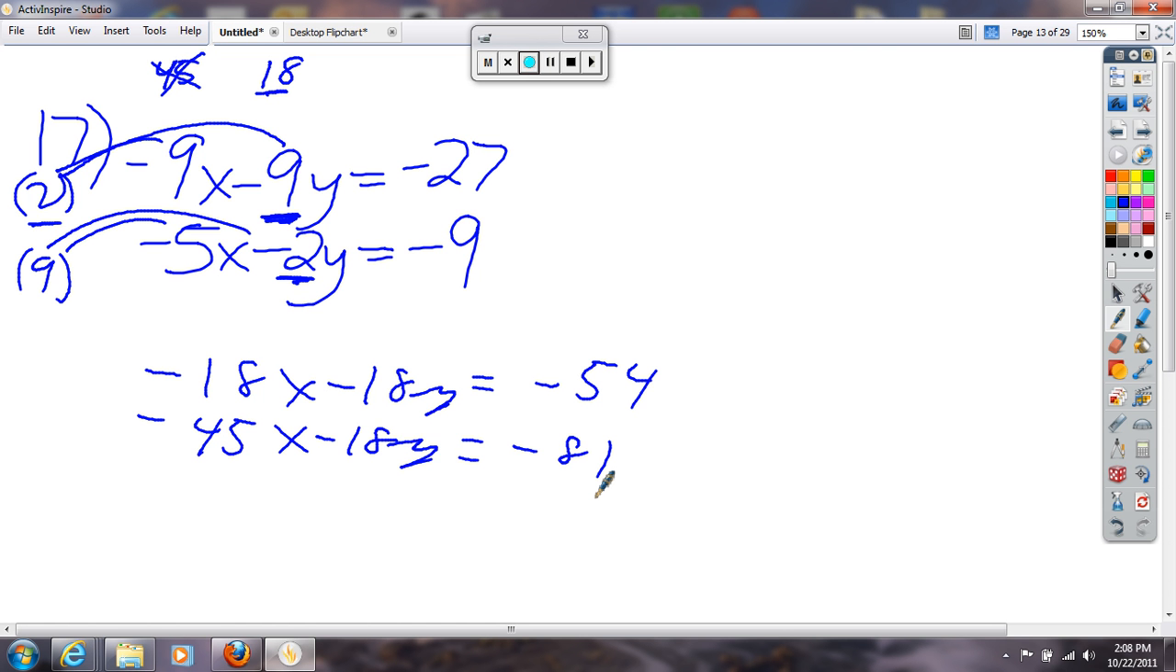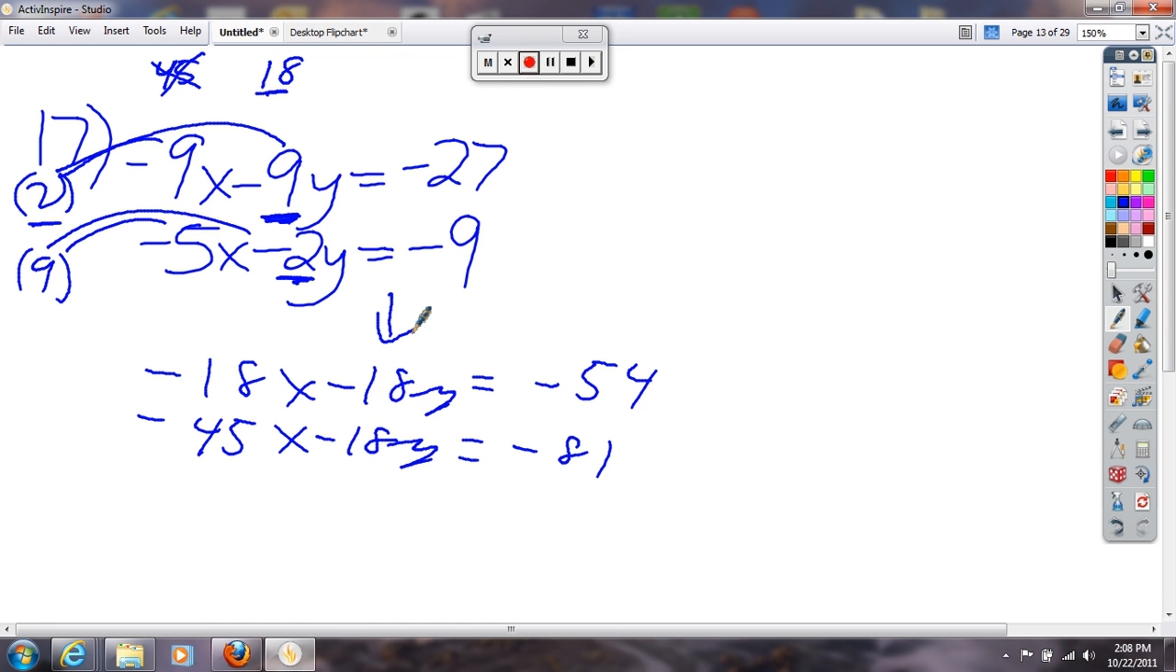Now I have the 18s are the same, but the signs are not different. The signs are the same, and they're going to be different. So I need to change one of them. Should I change the top or the bottom? Well, it doesn't matter, but it's easier in this case to do the bottom because they're all negatives. And I like positive, so I make the biggest ones positive. 45 is bigger than 18. 81 is bigger than 54. I'll change the signs on the bottom, making them positive.